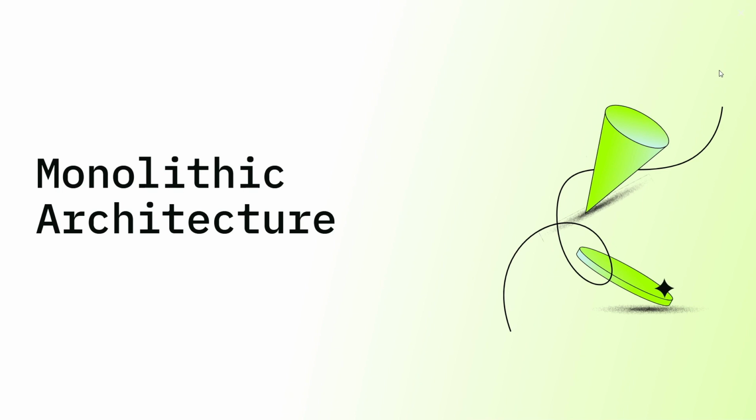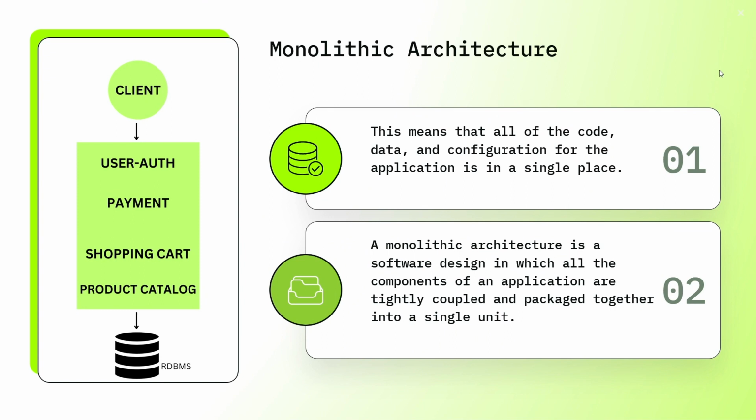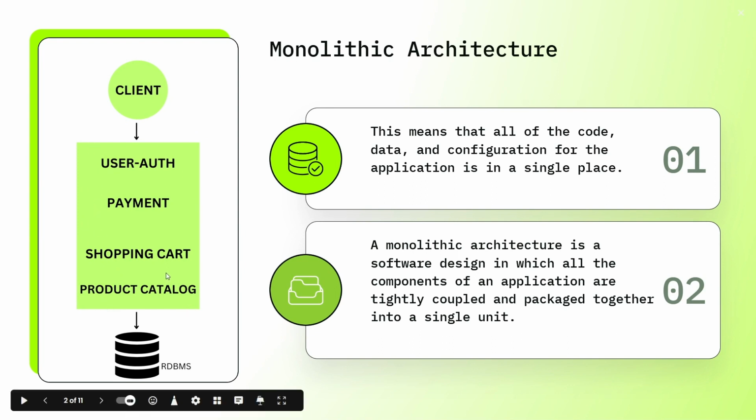So what is a monolithic application? A monolithic architecture is a standard way of developing applications. In monolithic applications, all the modules are placed in a single place and all the components depend on each other. For example, this diagram is an example of an e-commerce app. Here all the modules are placed in a single unit and all components are tightly coupled and depend on each other. So it is a monolithic architecture where all the components are placed in a single place.